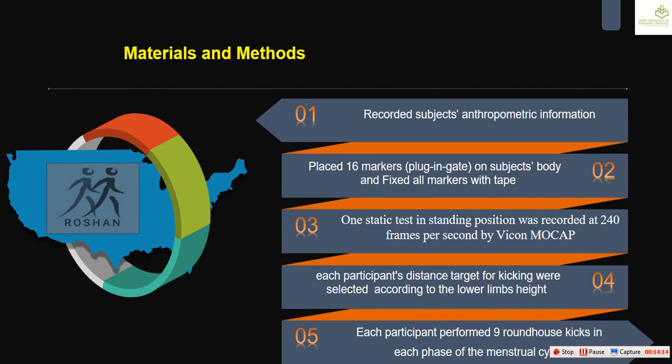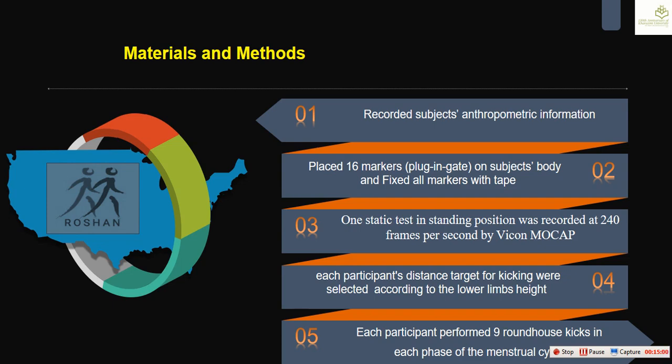At first, we recorded the subjects' anthropometric information, and we used 16 reflective markers on their bodies based on the Plug-in Gait model, and fixed all markers by tape. First, we captured one static test in a standing position with an 8-camera Vicon motion capture system at a frequency of 240 frames per second.